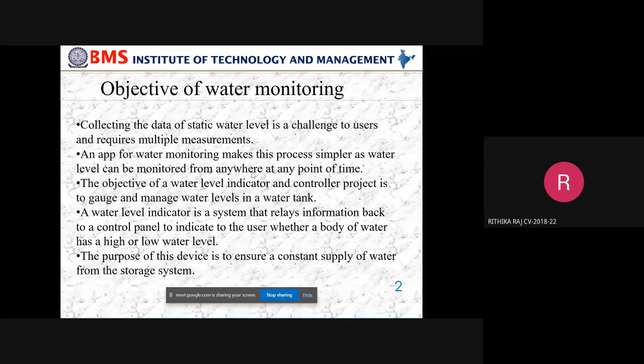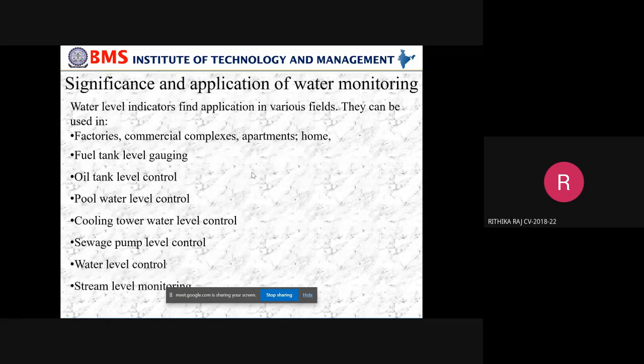Coming to the significance and applications, water level indicators can be used in various fields. They can be used in factories, especially where large quantities of liquids are manufactured or produced. Then it can be used in water tanks and sumps of houses, apartments, and commercial complexes. They are also applicable in fuel tanks, in automobiles, and in aircrafts, and can give an estimate of how much fuel is remaining. Then it can also be used to measure quantity of oil in oil tanks and the water level in swimming pools. They are then used in cooling towers. They can also be used in sewers to check that the sewage does not exceed its capacity.